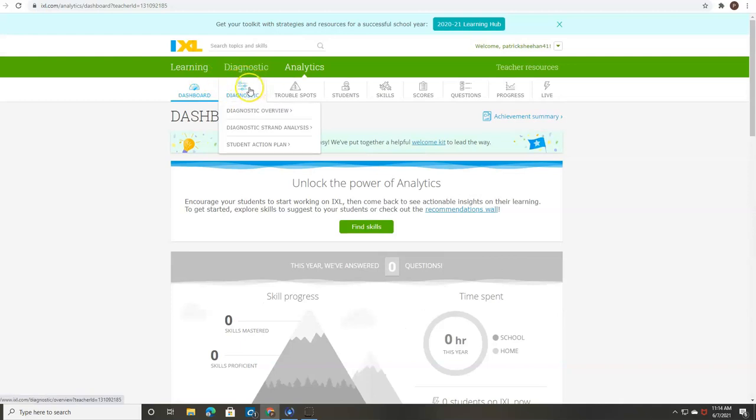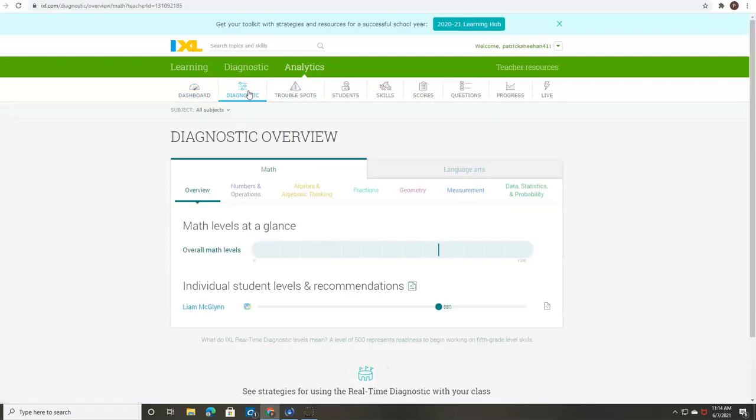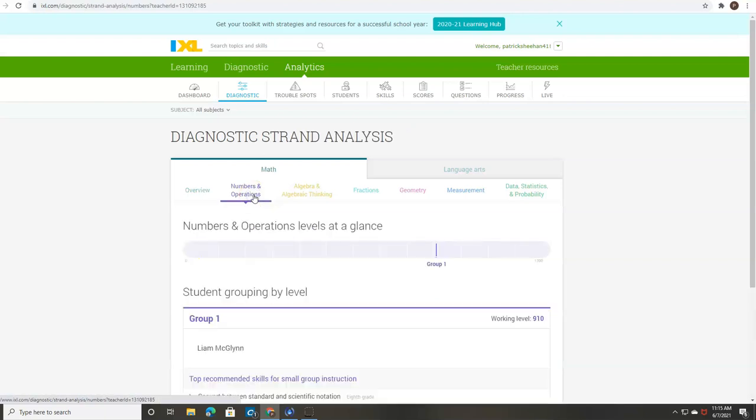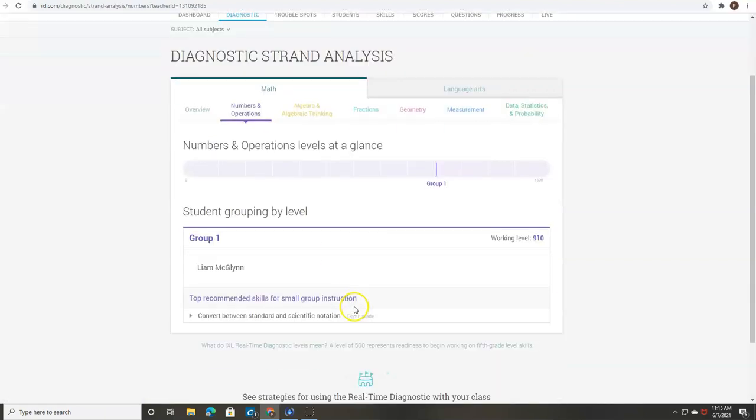Again, I'm still under analytics. We're going to go to diagnostic. I look, I have math. How is my student doing? Overview. Overall math levels. If I want to find out how they're doing in the skill area of numbers and operations alone, I just click on that. And again, it shows us the pie chart we saw earlier under diagnostic that told us the student was at a 9-10 level under numbers and operations.